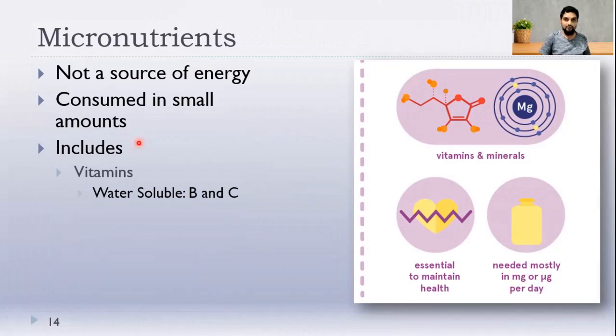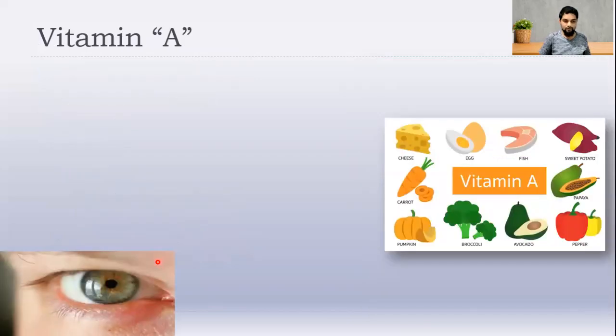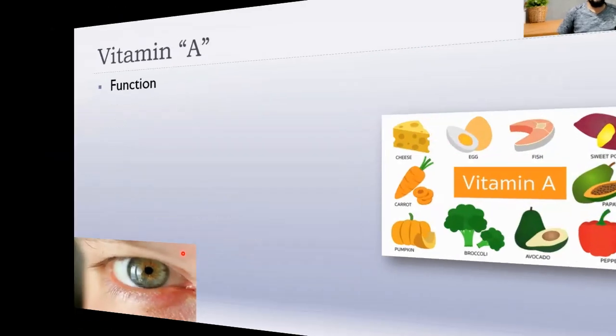We have water soluble vitamins, and water soluble vitamins are those that will dissolve in water, which includes vitamin B and vitamin C. We also have fat soluble vitamins, and the fat soluble vitamins are vitamin A, D, E, and K. There are several different minerals that our body would require in small amounts to ensure that chemical processes are occurring effectively. So we will quickly go through the different vitamins, their functions, and the deficiencies they cause.